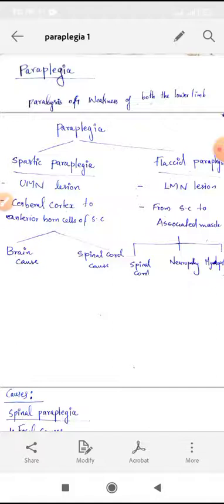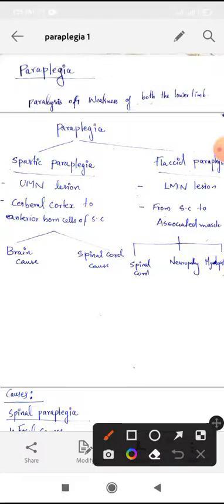Spastic paraplegia is due to a UMN lesion, and flaccid paraplegia is due to a LMN lesion. In a UMN lesion, the lesion will be somewhere between the cerebral cortex and the anterior horn cell of the spinal cord.